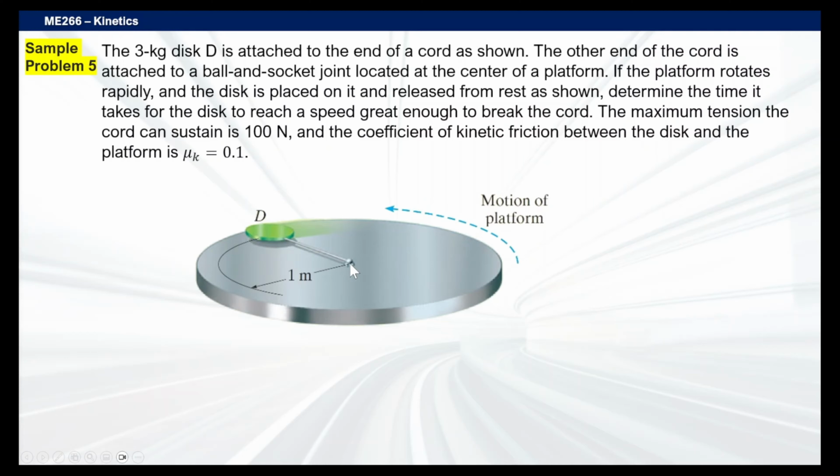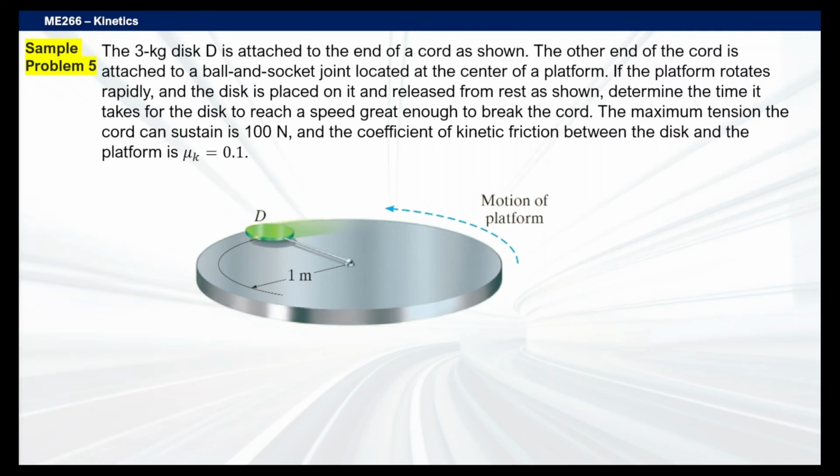If the platform rotates rapidly and the disc is placed on it and released from rest as shown, determine the time it takes for the disc to reach the speed great enough to break the cord. So it's the maximum speed to which to break the cord. Now, the maximum tension the cord can sustain is 100 newtons. And the coefficient of kinetic friction between the disc and the platform is about 0.1. So let's try to solve it.